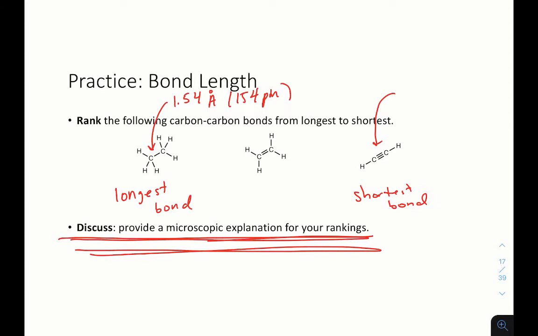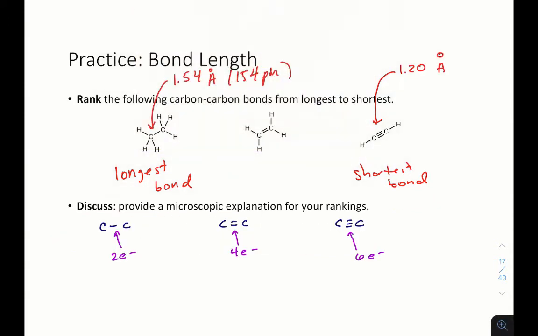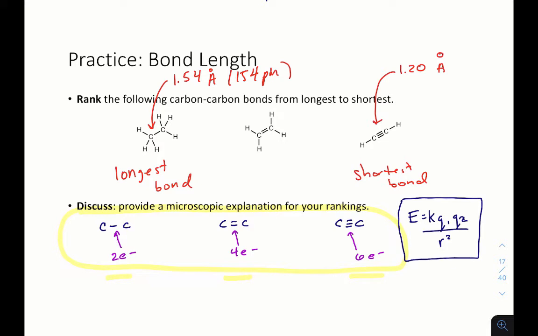All right, you try to do that right now. The key lies in the number of electrons shared in each of these bonds. The single bond has 2 shared electrons, the double bond represents 4 shared electrons, and the triple bond 6 shared electrons. I have referred to Coulomb's law a couple times today, but I haven't explicitly written it out. The attraction or repulsion between two charged bodies is constant K times the charge of particle 1 times the charge of particle 2 divided by the distance between the two particles squared.